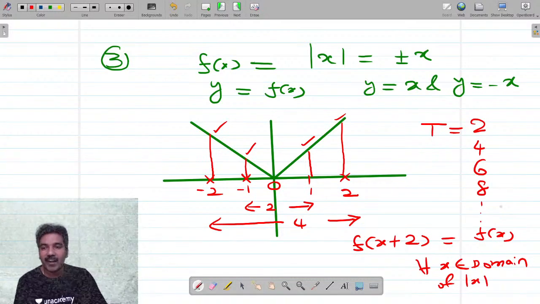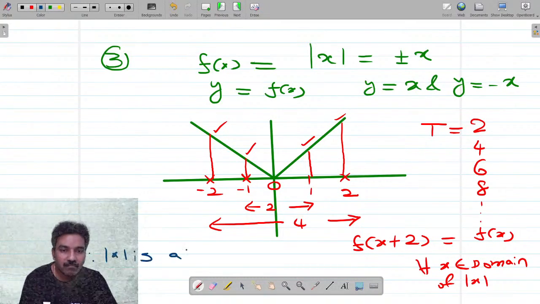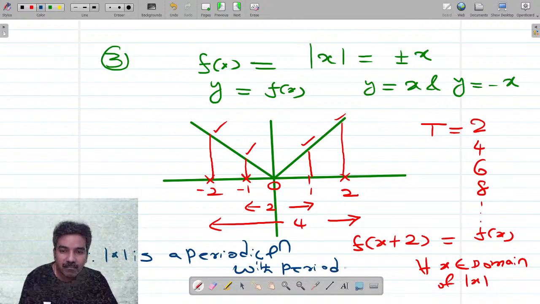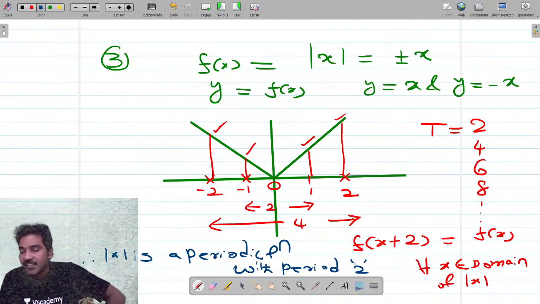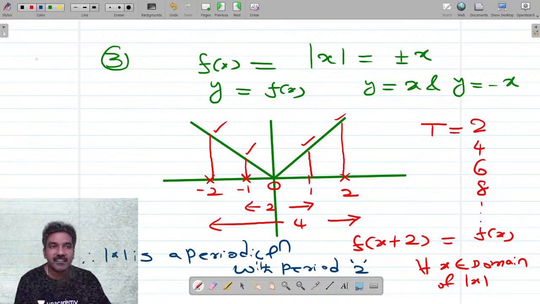It means that mod x is a periodic function with a period 2. I think this point is clear. Mod x is a periodic function with a period 2. You can understand these points.